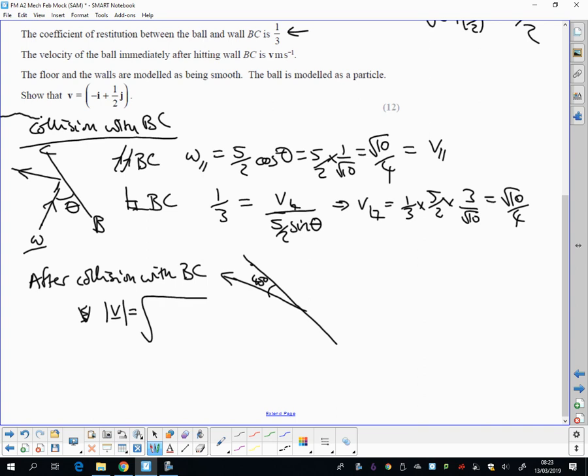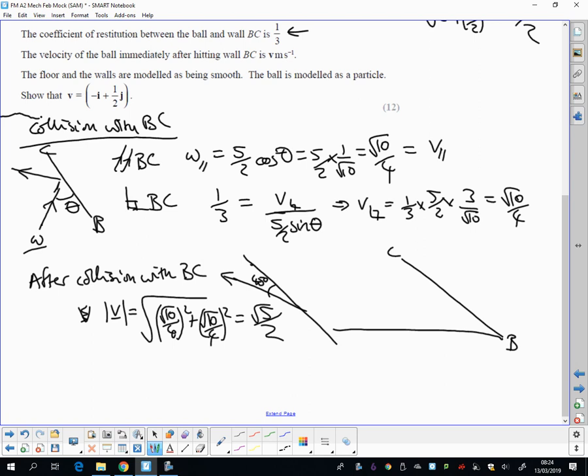So I'm just going to do √10/4 squared. So the magnitude of velocity after we hit the wall is now √5/2. We've got to turn this back into vectors, and we've got to deal with the fact that the wall BC was at an angle, and we're moving at an angle to the wall.